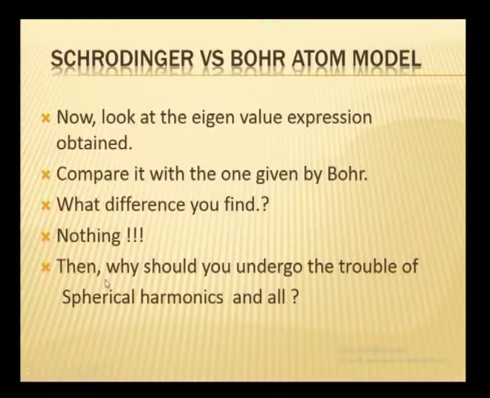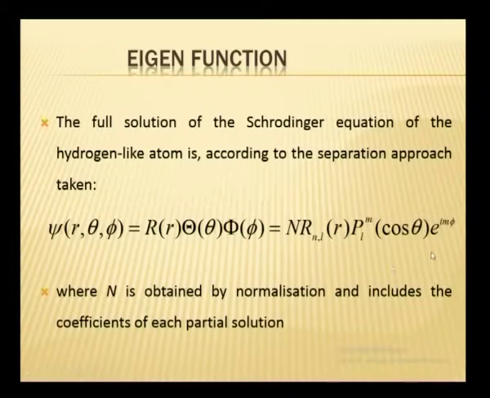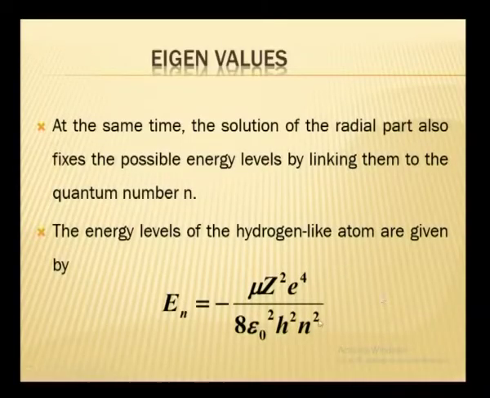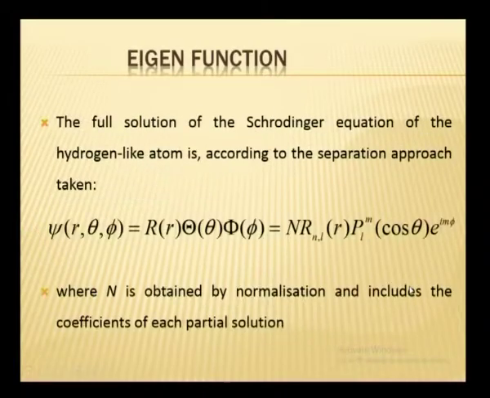There is nothing. Then why should you undergo the trouble of spherical harmonics? You talk of Y l m of theta phi, all these things, right. You have theta, phi, the associated Legendre polynomial. Why should you do all these things? Now, what is the advantage of the Schrodinger equation? If you are to obtain the same eigenvalues, why should you undergo all this trouble? What is the need, and what is the additional thing that you are getting from using the Schrodinger equation or the quantum mechanical picture?